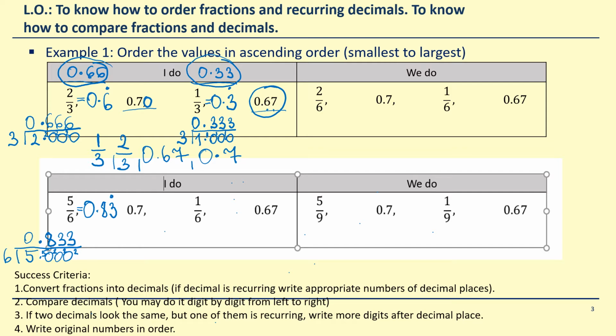So I mark it by putting that little dot on top of the 3 because only 3 keeps repeating itself. Okay. Now 1/6. Again, 1.000 divided by 6. Place the decimal point.